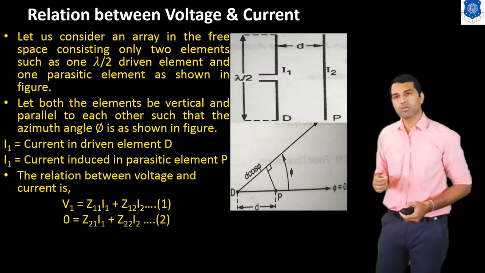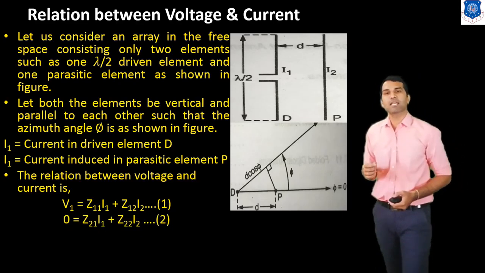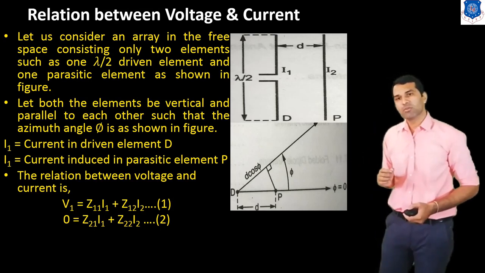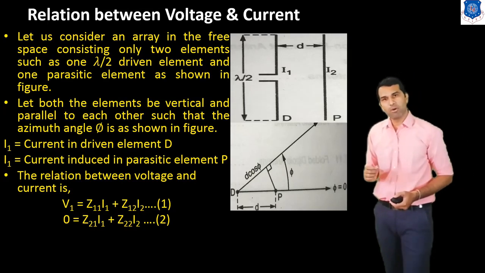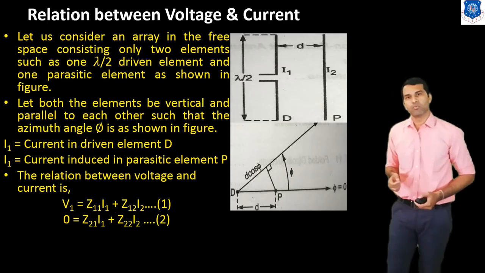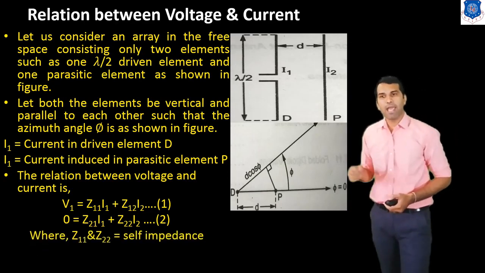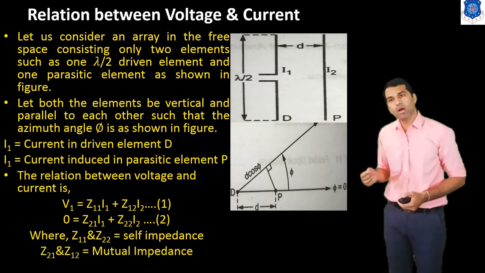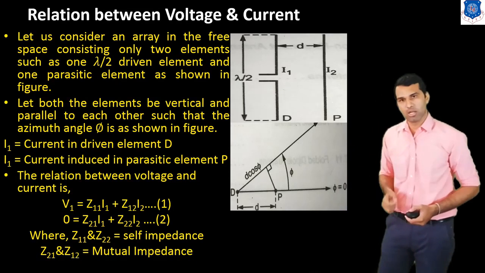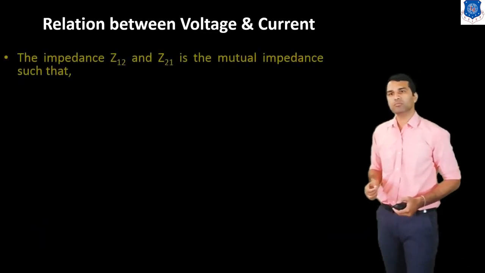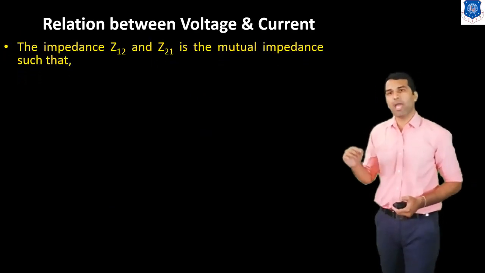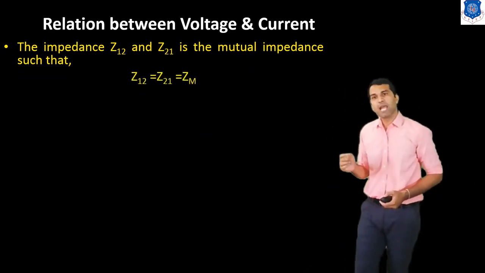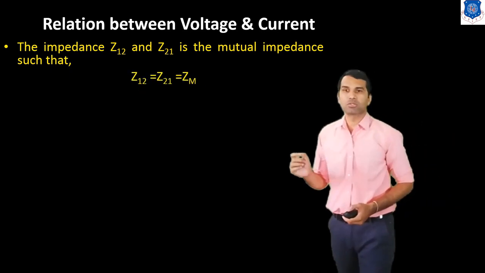Similarly, we can also write the second equation for the parasitic element, that has no voltage, so we write 0 here, and the equation is Z21 I1 plus Z22 I2. Here Z11 and Z22 indicate the self impedance, and Z21 and Z12 indicate the mutual impedance. Now for the mutual impedance, Z12 is equal to Z21 is equal to Zm, we can write.